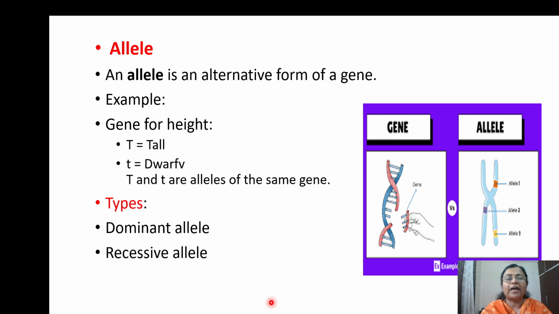Now, the concept of allele. An allele is an alternative form of a gene. They define the specific characteristics. So, see here, the gene for height. There is a gene which determines the height of the person. In that, capital T and small t alleles are present. Actually, capital T and small t are the alleles of the same gene. Here, dominant alleles are there and recessive alleles are there.